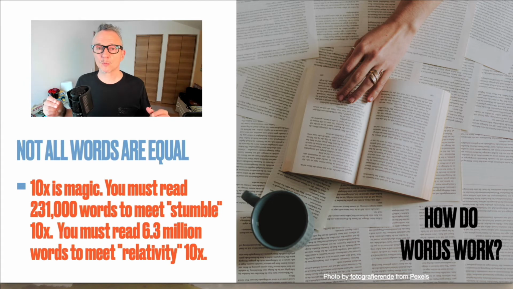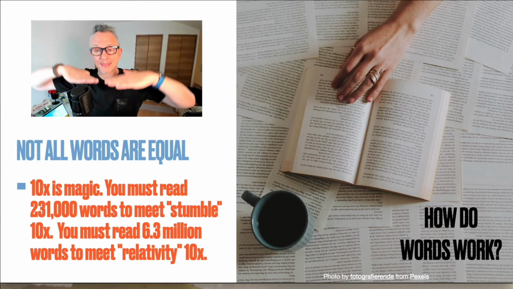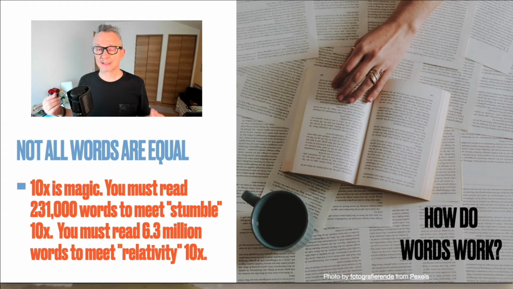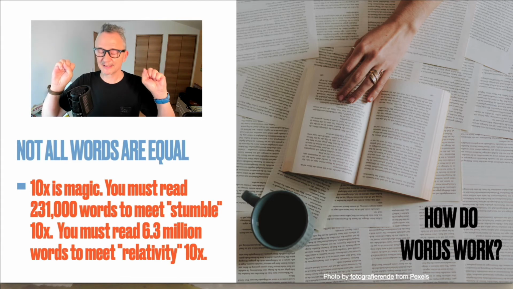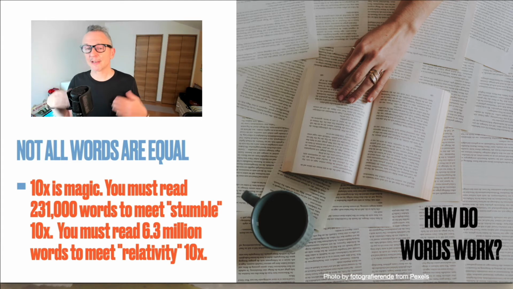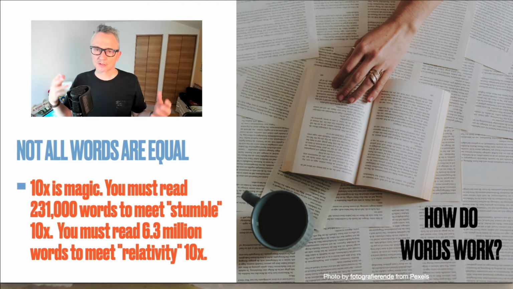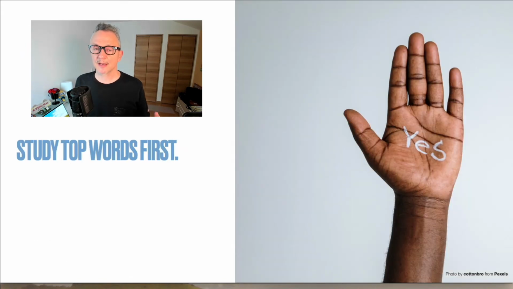But what happens if you want to meet a rarer word 10 times, like "relativity"? It's ranked about 10,000. Well, you need to read 6.3 million words to meet "relativity" 10 times and to learn it naturally that way. So words that are more common are more important and need to be learned first because you'll meet them all the time. And that brings up our next point.